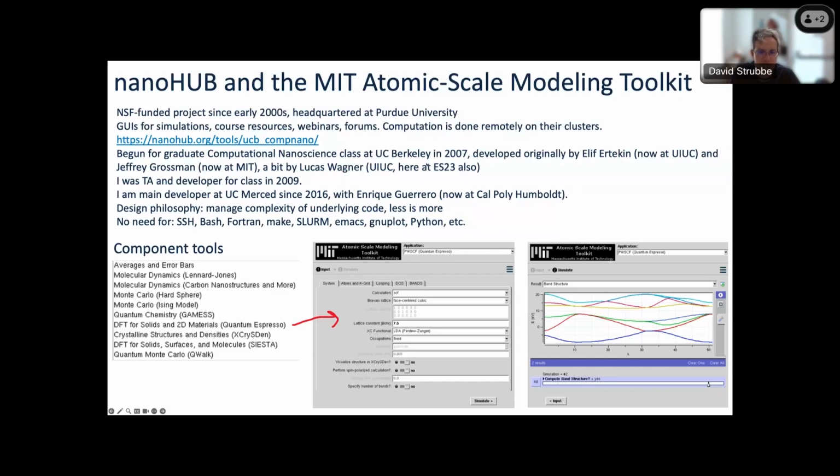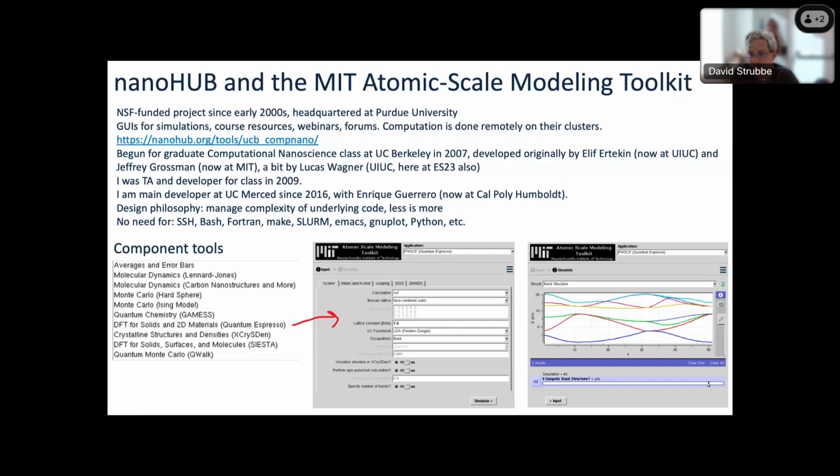And okay, this is actually left in from another talk here. And so I actually got the name wrong in the title for this webinar, which is a little bit embarrassing. It was known as the Berkeley Computational Nanoscience Toolkit at that time. Then Jeff went to MIT, and it was rebranded as the MIT Atomic-Scale Modeling Toolkit. So I sort of mixed up the two, but it is both atomic scale modeling and computational nanoscience. I actually got started as a teaching assistant for that class in developing this model.